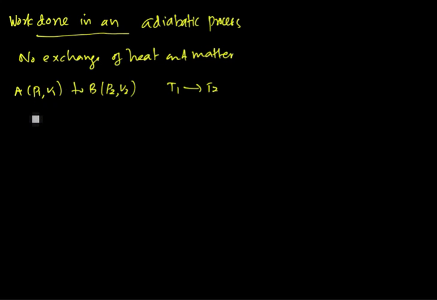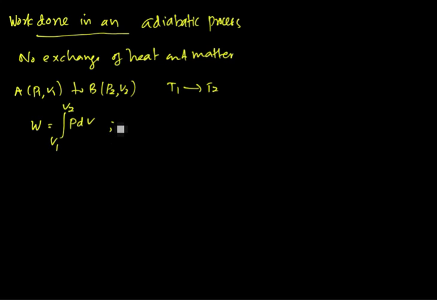So to calculate the work done during the process when the system changes from its state A, having the pressure P1, volume V1 and temperature T1, to another state B having the pressure P2, volume V2 and temperature T2 through an adiabatic process, the work done is, as usual, the integral of P dV from the initial volume to the final volume.